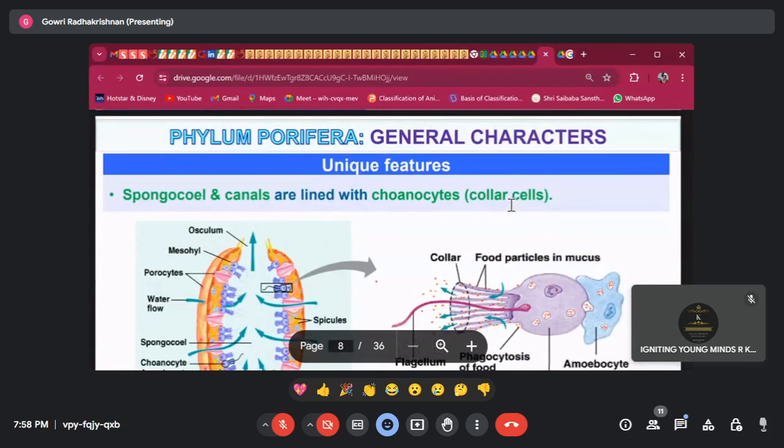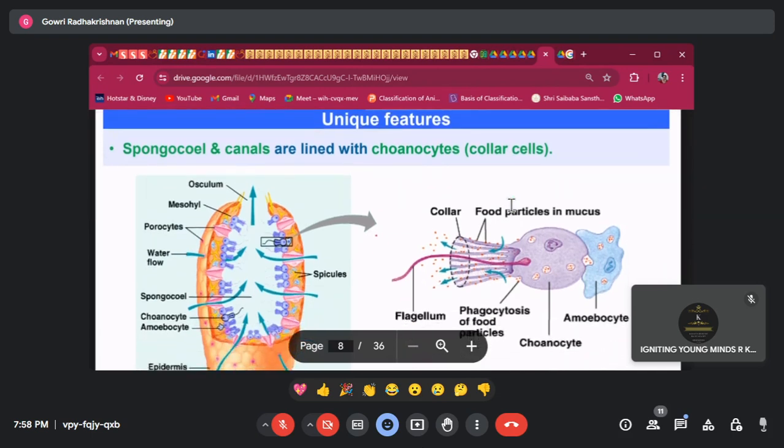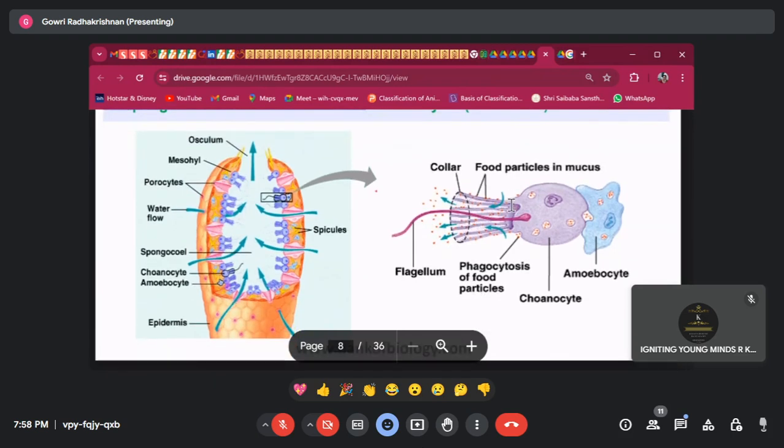Okay, next. What is the unique feature of this Porifera? The spongocoel and canals are lined with choanocytes, they are collar cells. Here, see here, it's a collar cell. Can you see the diagram?